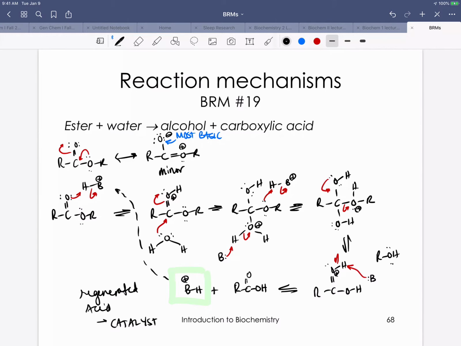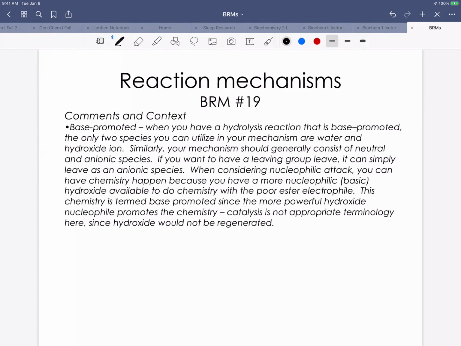We're going to look now at what happens if we consider a base promoted catalysis. And I'm going to highlight the difference in the semantics with this nomenclature, that there really is a difference between saying something is acid catalyzed and, in this case, base promoted. So again, hydrolysis reactions that are base promoted, we're going to be using hydroxide. And so the only two species that we can utilize in our mechanism are water and hydroxide. It was water and hydronium in our previous mechanism, water and hydroxide here.